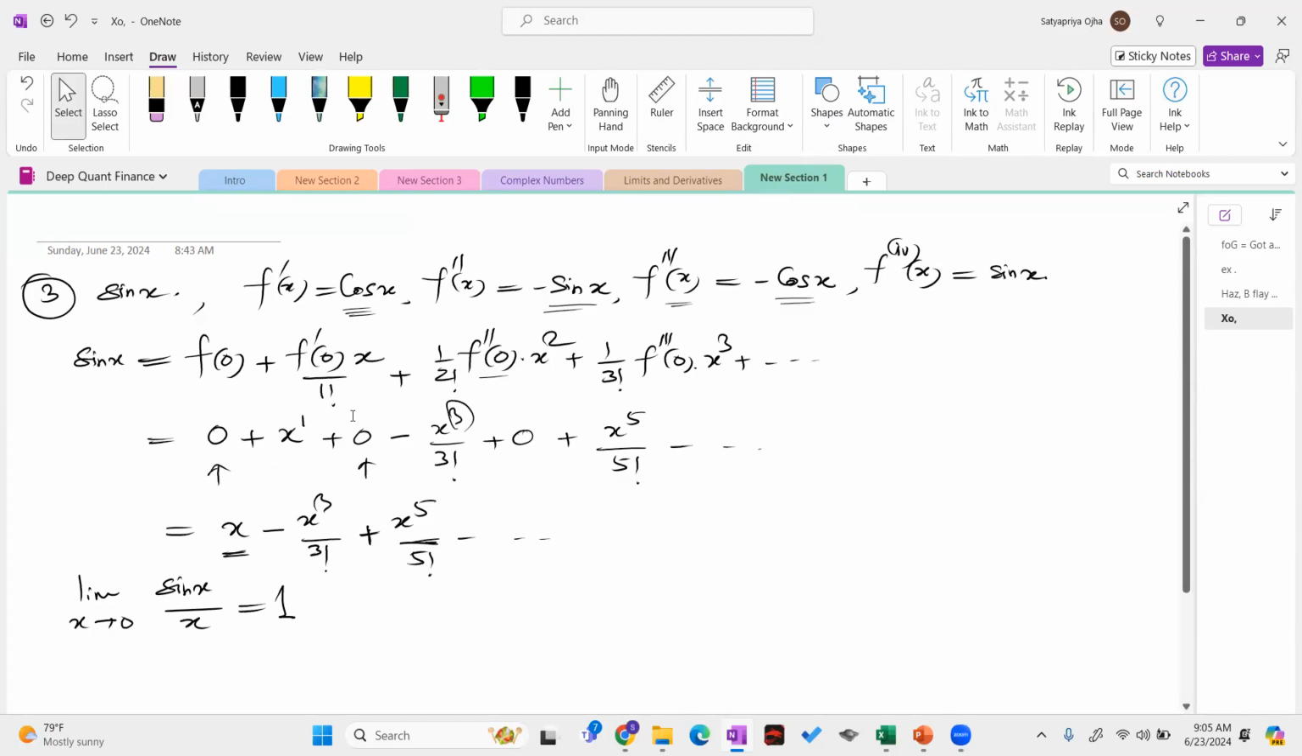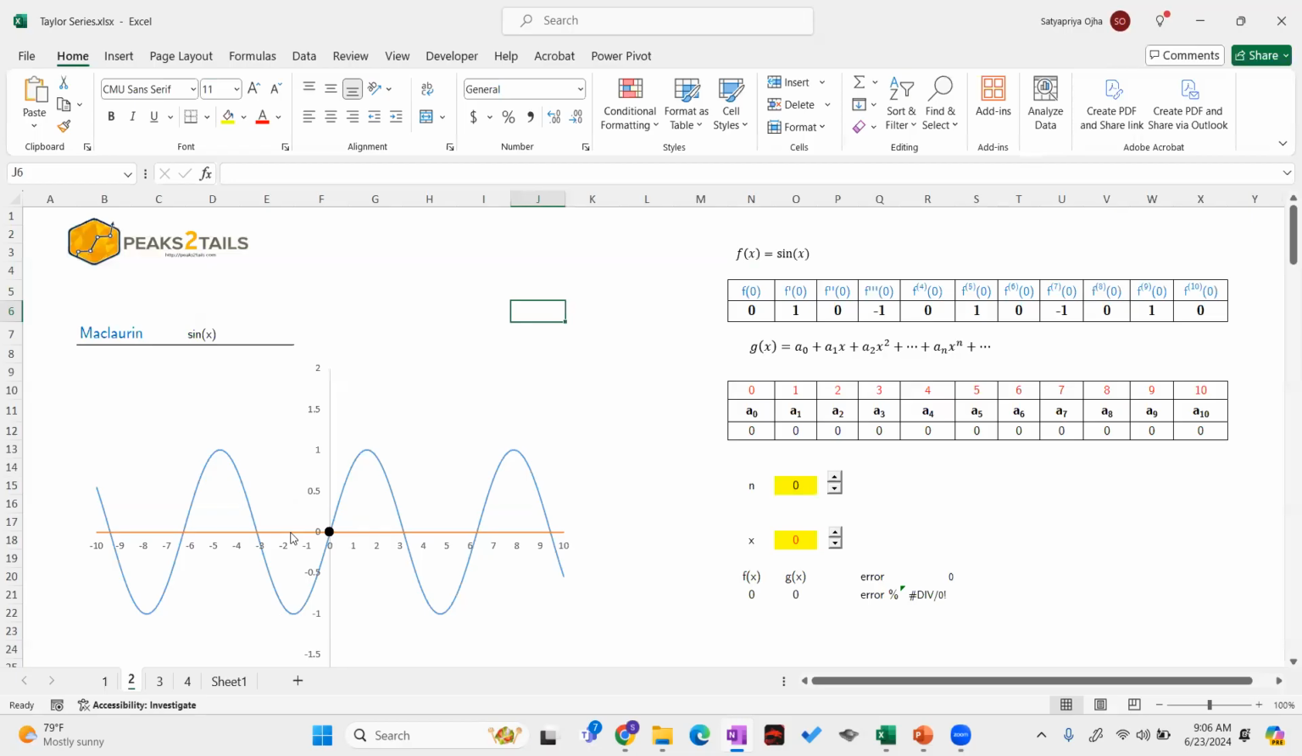Okay. There is no quadratic expression because the second term is 0, right? But there is cubic. You can approximate this using a cubic polynomial. It will be x minus x cubed by 6, 3 factorial. So let's see how it does. Okay. So sin x is approximated as 0.